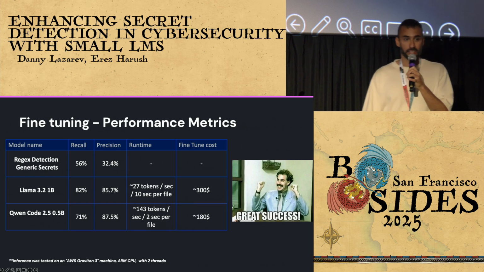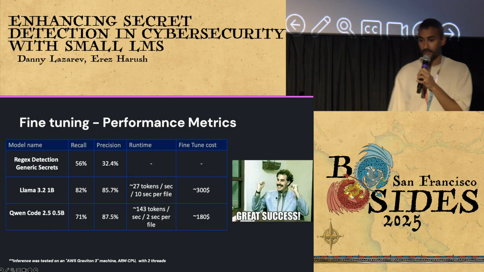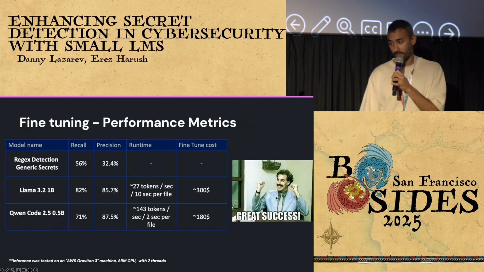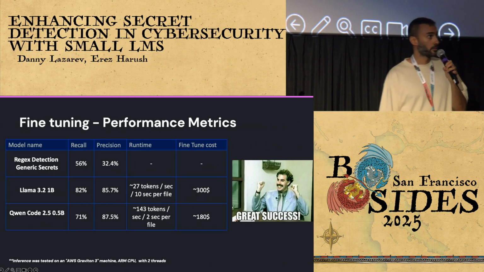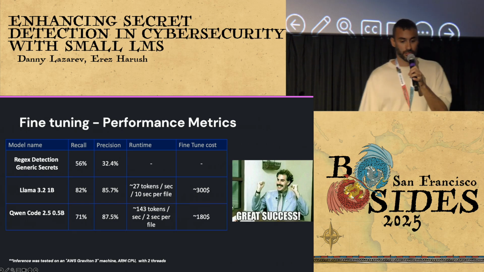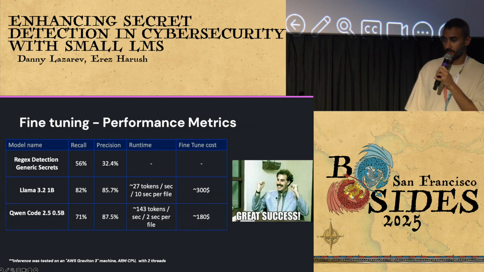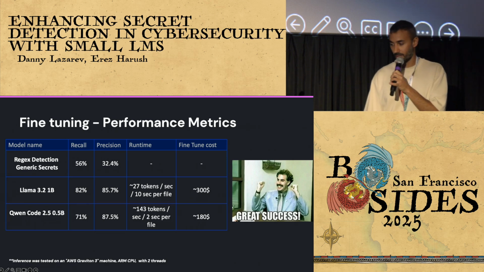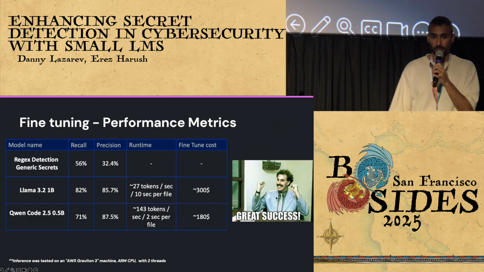And we tried an even smaller model, a Qwen model, the Qwen Coder version with 500 million parameters. The recall was a bit lower, like 71%, but the precision is still high, 87%. And it took only 2 seconds per file.